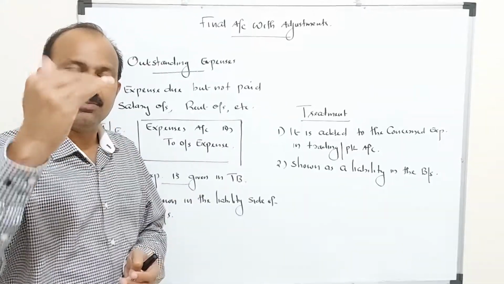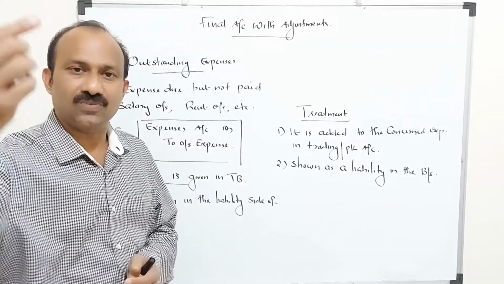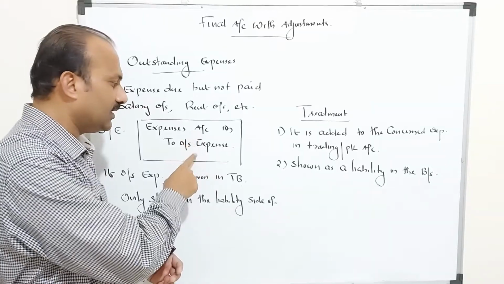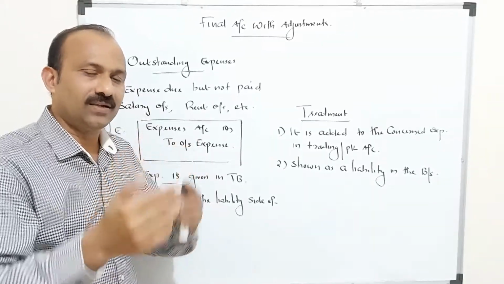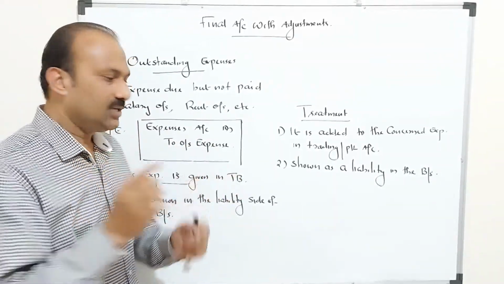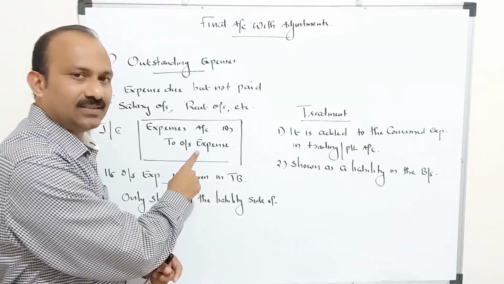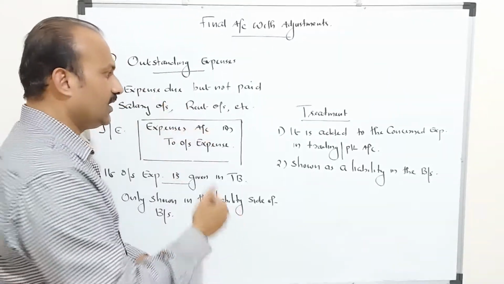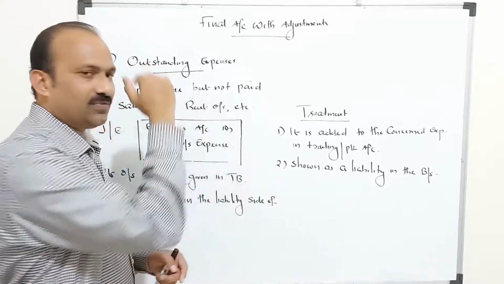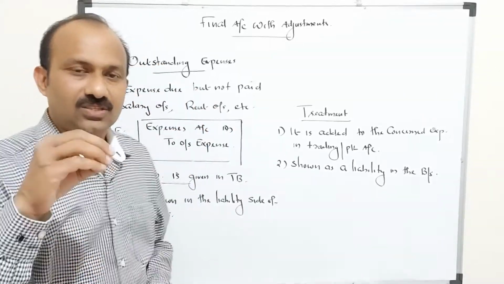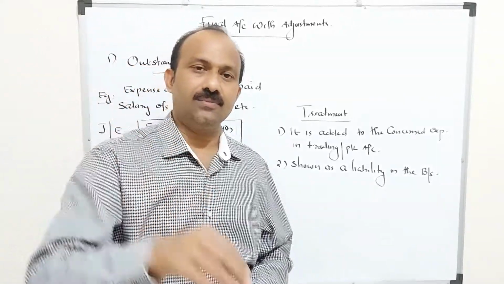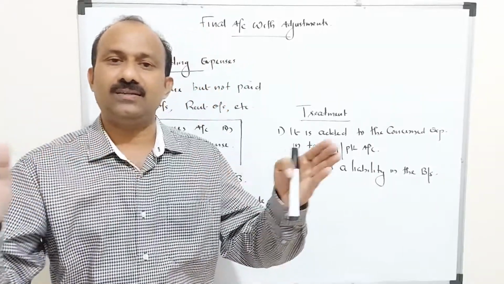Expense is increasing because salary is not paid. There is an increase of expenses there, therefore it is debited. Still, this amount is not paid, which means it becomes your liability, so you are showing it as a liability credit. Liability is increasing. What will be the treatment of the outstanding expense? Whenever this outstanding item is coming in the adjustments, how will you treat this item?